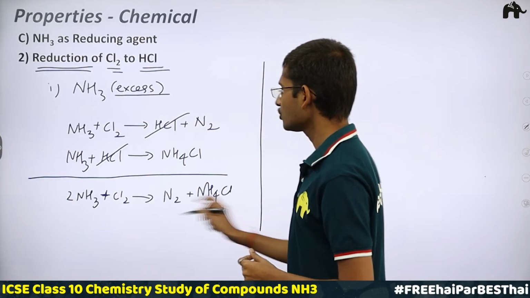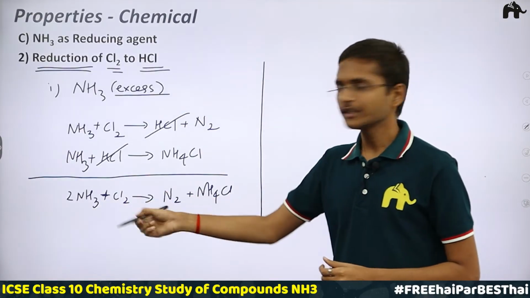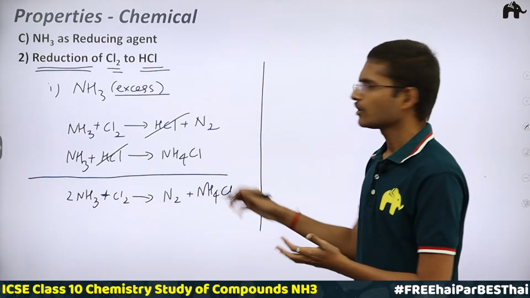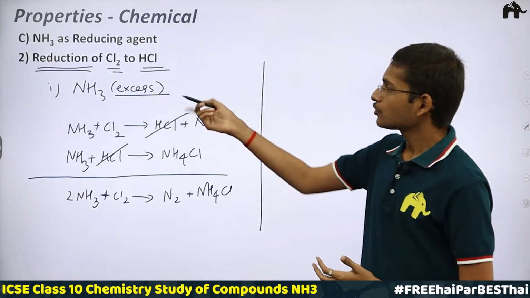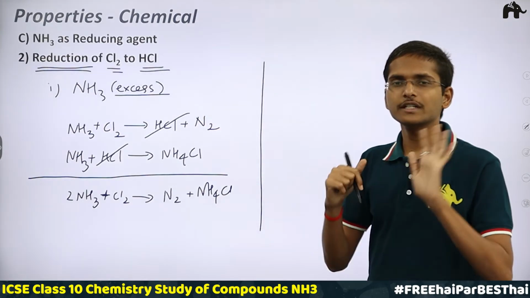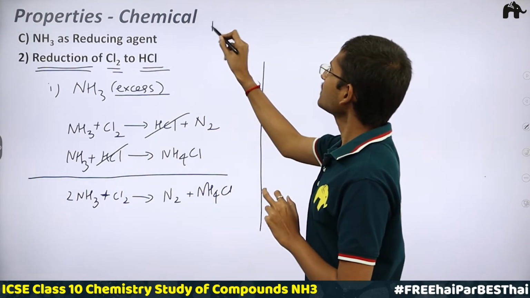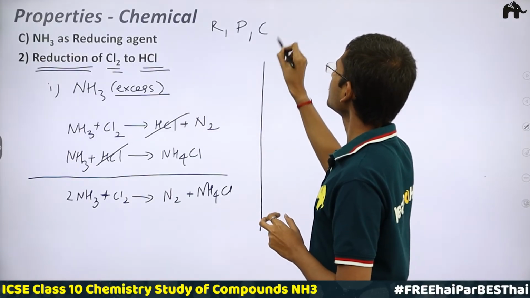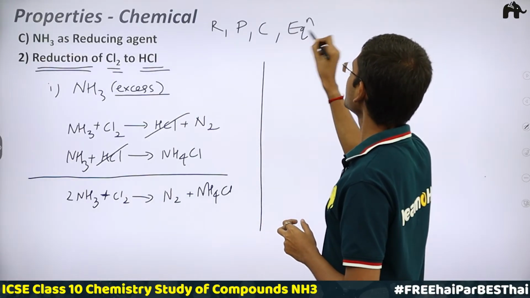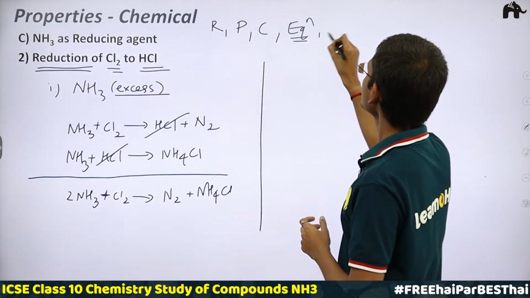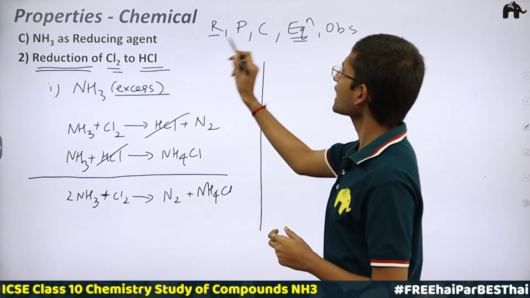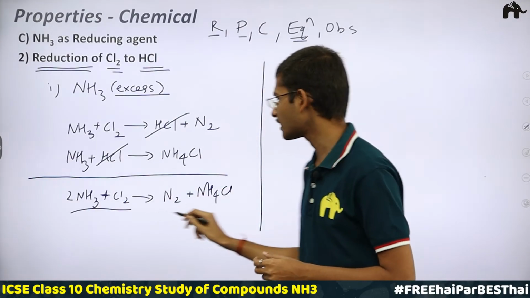So see students, this is not the balanced reaction. You need to balance it on your own. It's very simple, you can do it on your own. We have to study these reactions only in terms of 5 things. First is reactants, then products, then conditions, then the chemical equation, which is the balanced one, and lastly the observation. See, these are the reactants, these are the products.